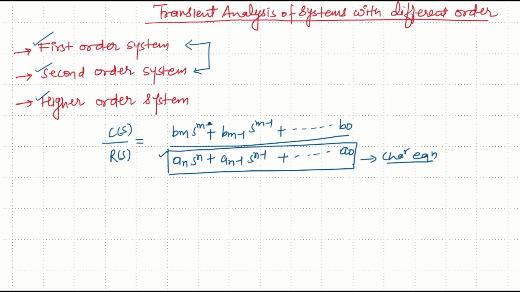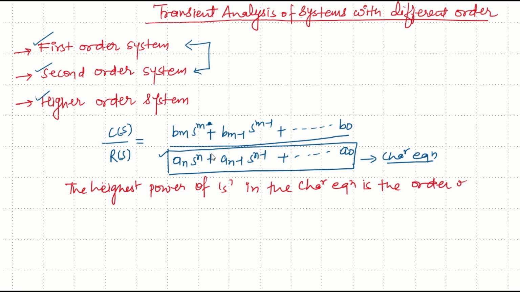Now the highest power of s in the characteristic equation is the order of the system. Let me write it here. The highest power of s in the characteristic equation is the order of the system. So in the first order system, the highest power will be 1. In the second order system, the highest power will be 2.